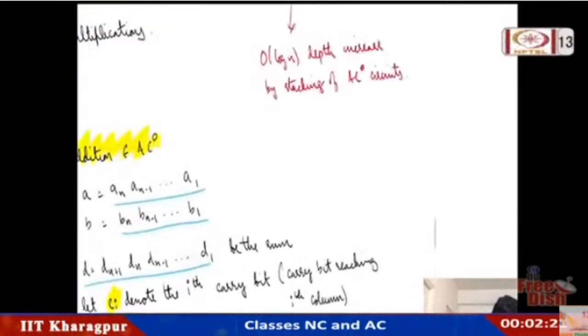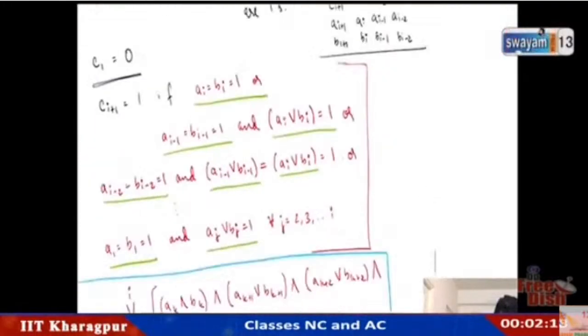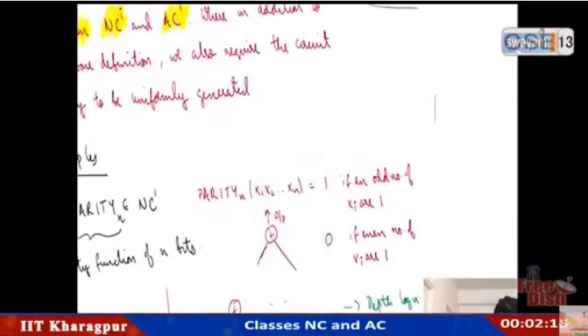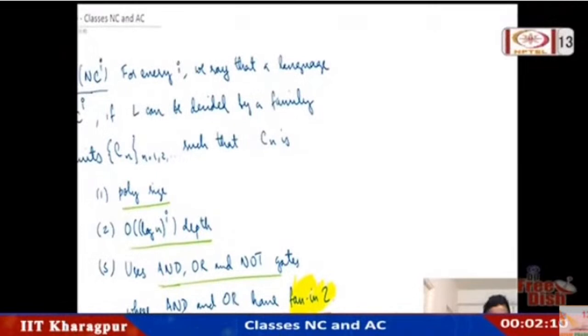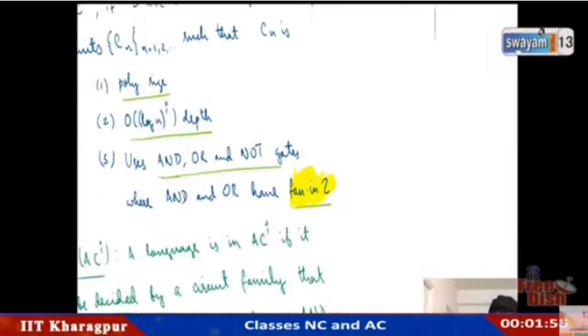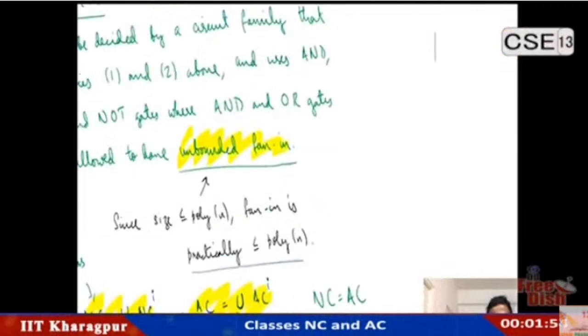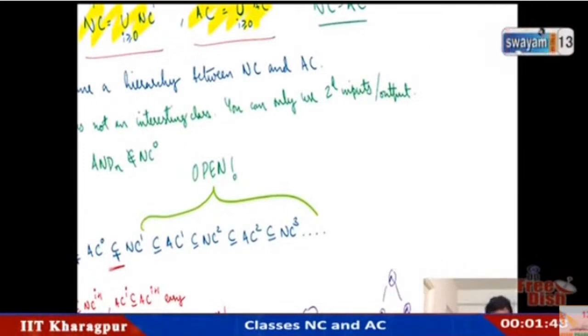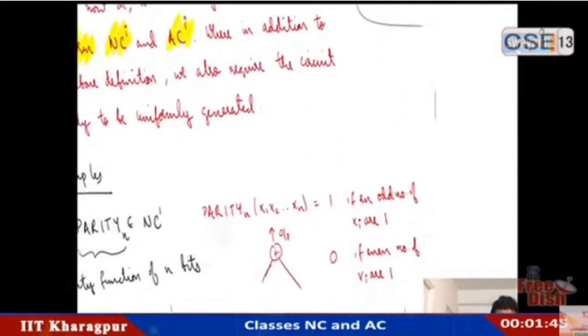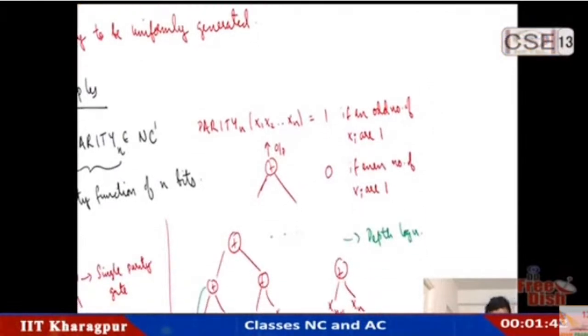I think that's all that I wanted to say in this lecture, lecture 30. So we defined the NC hierarchy. NC is the class of all languages that can be decided by polynomial size, order log n to the power i depth circuits using AND, OR, or NOT gates, where AND and OR gates have fan-in 2. AC^i is exactly the same, but we allow unbounded fan-in. Then we saw this hierarchy between NC and AC, and we saw what is uniform NC and AC, and from then on we only focus on uniform NC and AC.